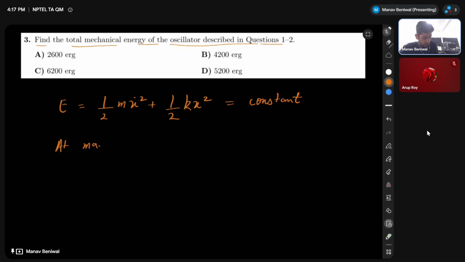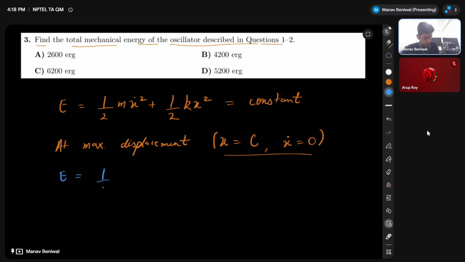So at maximum displacement, what will happen? Our x will be c, so it has reached the amplitude. And because this is a turning point, our instantaneous velocity at that point is 0. So if we substitute these two values in the equation above, the first term just goes to 0 and our energy equation just reads as half k c squared.